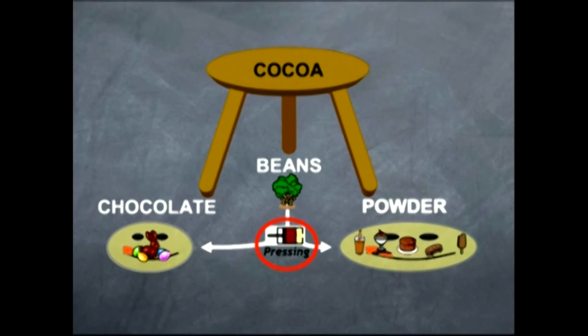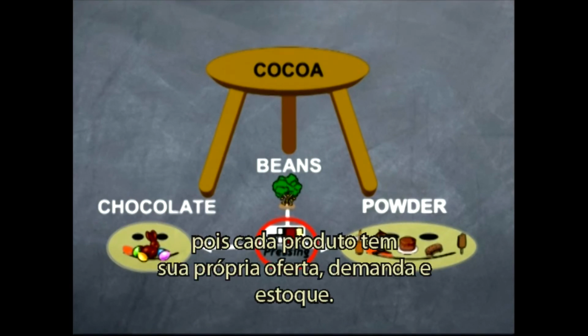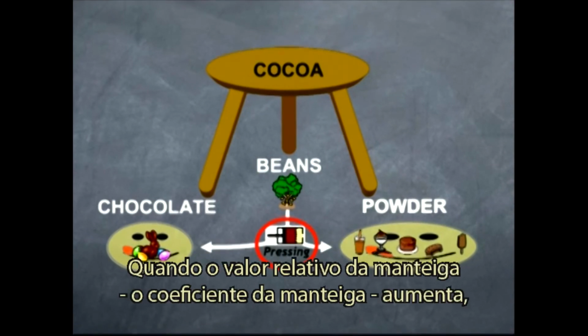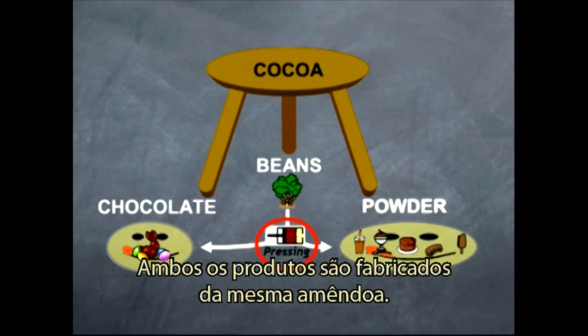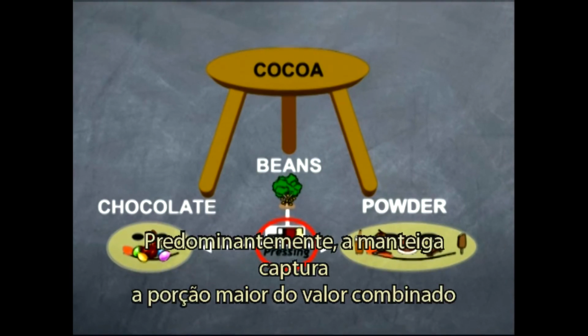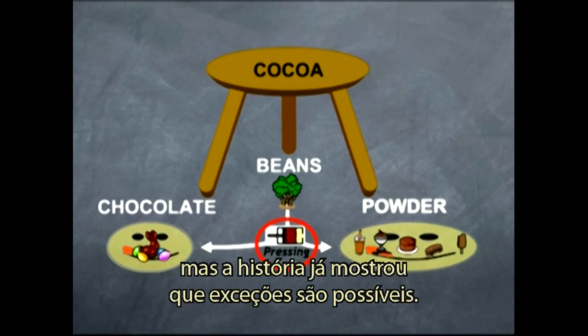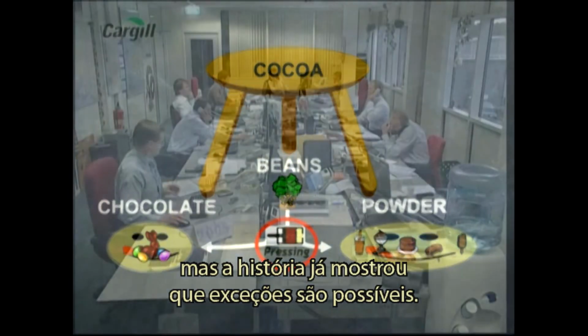But the prices of liquor, butter, and powder don't strictly follow the price of beans, because each product has its own supply, demand, and stock level. When the relative value of butter, the butter ratio, increases, the powder price usually decreases, and the opposite is true as well. Both products are produced from the same bean. Mostly butter captures the higher portion of the combined value, but again, history has shown exceptions are possible.